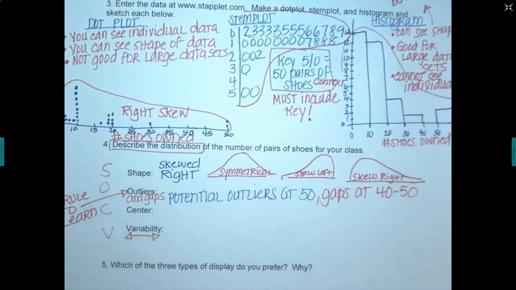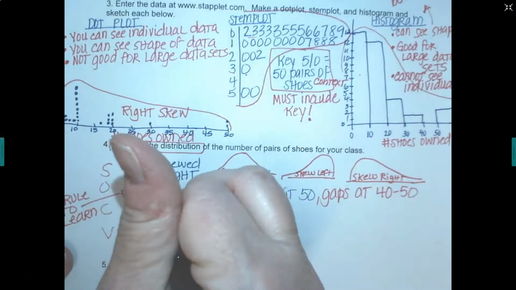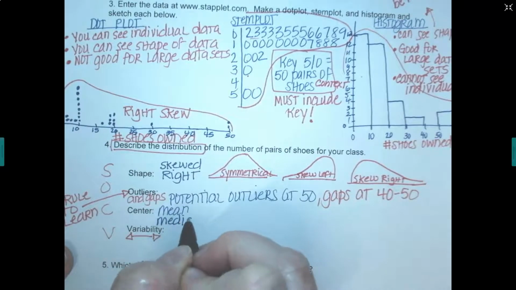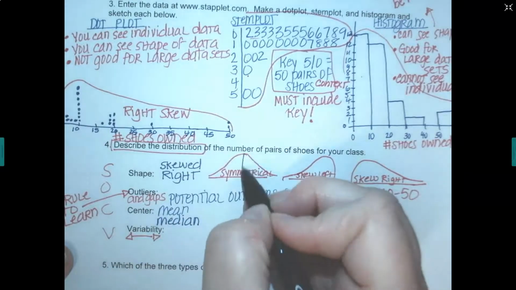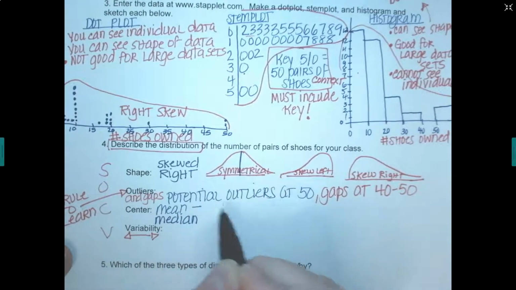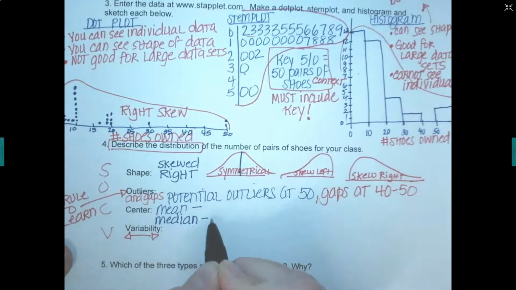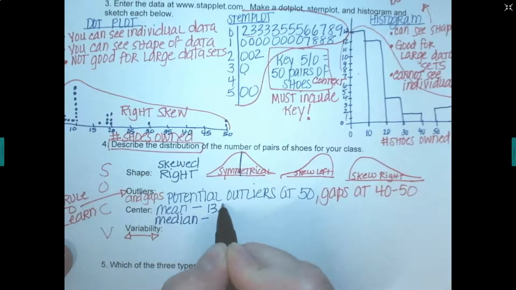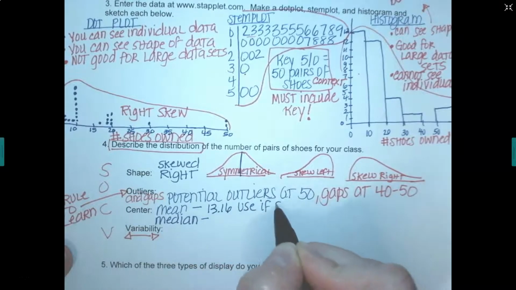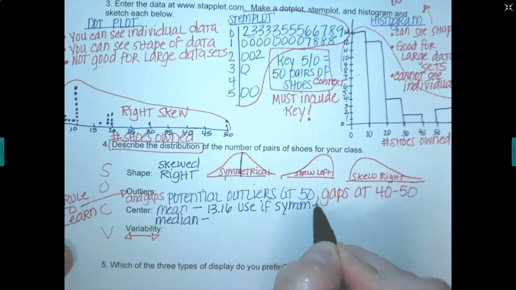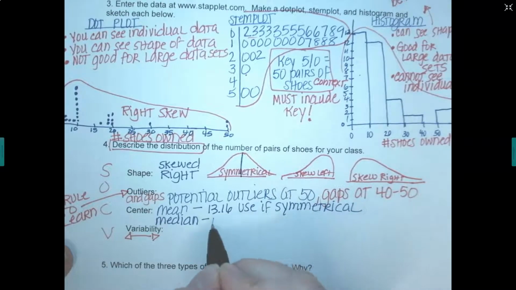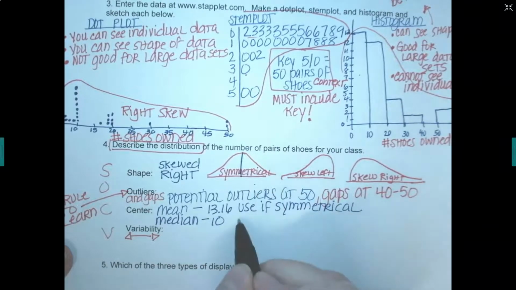We have a couple measures of center that we like to use. We could use our mean or our median. Both of them are in the center if it's symmetrical. So we'd have our mean and median kind of there in the center. But I want you to use the mean if it's symmetrical. In this case, our mean is 13.16. Use if symmetrical. Okay. The median in this case is 10. Use this if it's skewed.